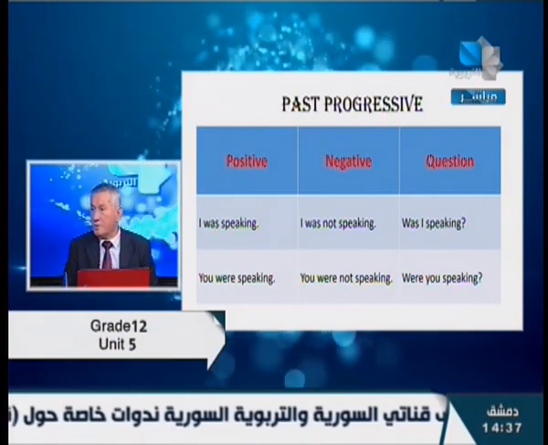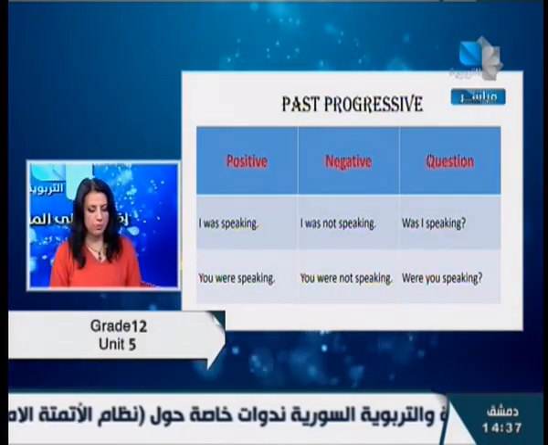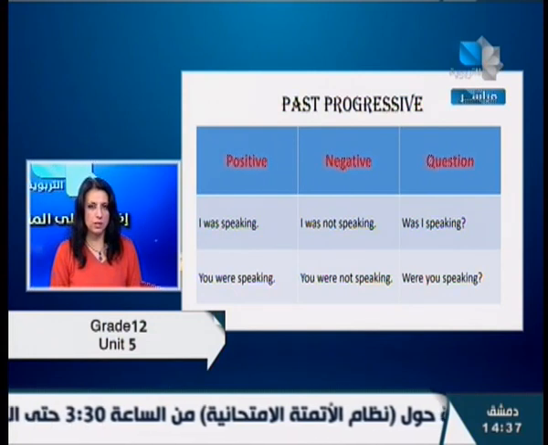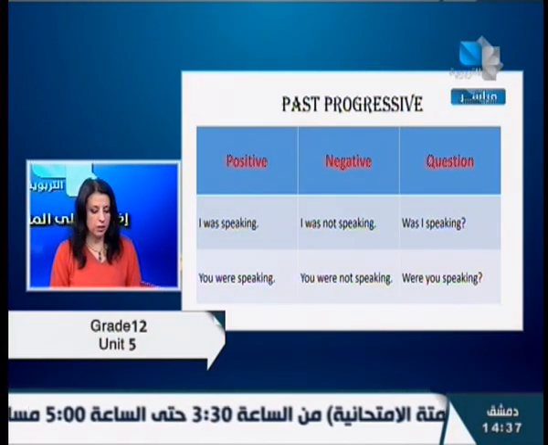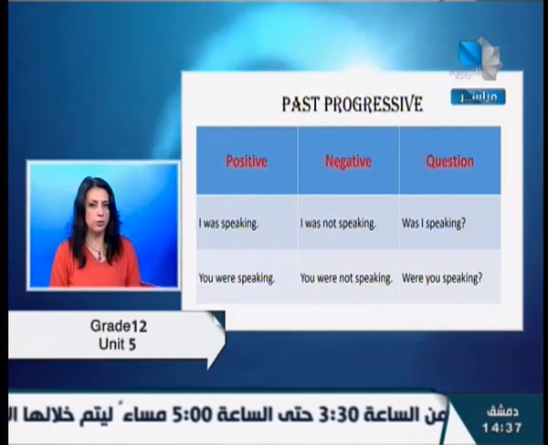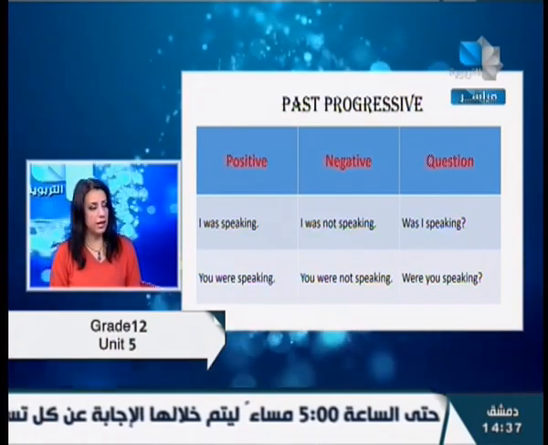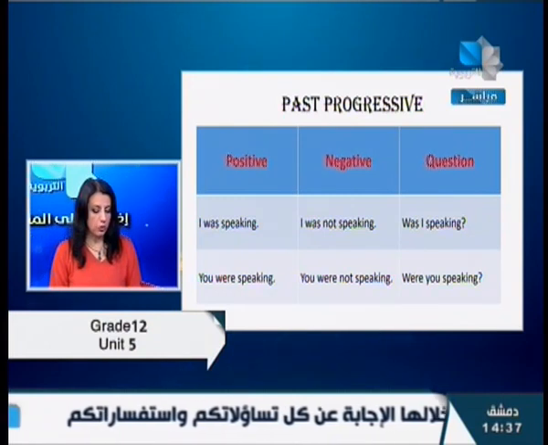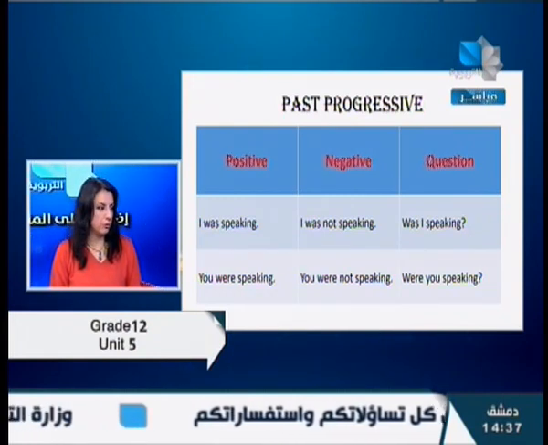Past progressive, Ms. Ola. Now, again with the form of the past progressive, and again we have three forms: the positive, negative, and question. To start with, we need to use the pronoun with was or were and the verb in the ing form. For example, I was speaking or you were speaking. This is a simple form, of course.